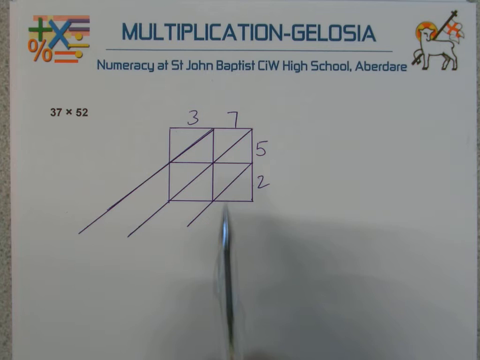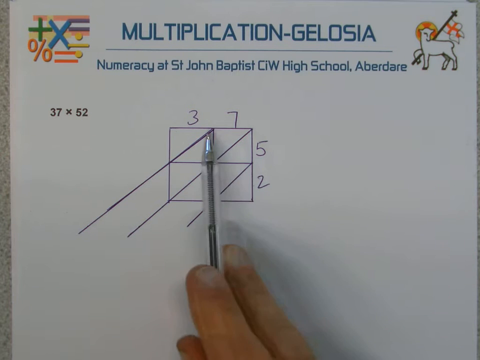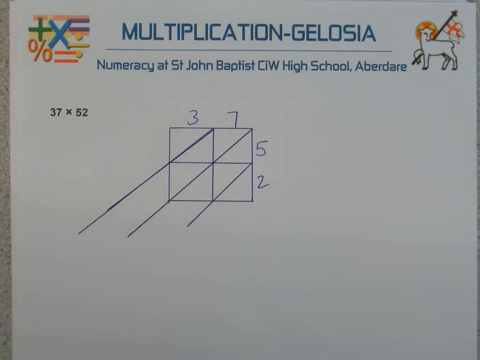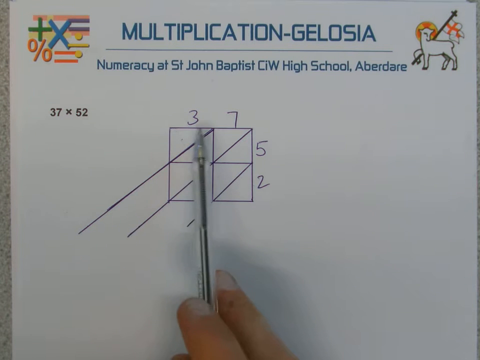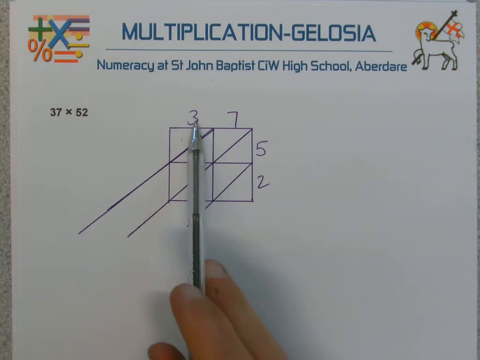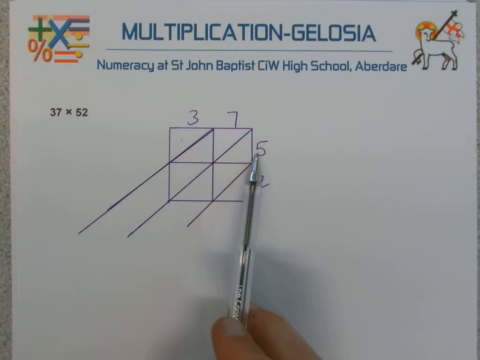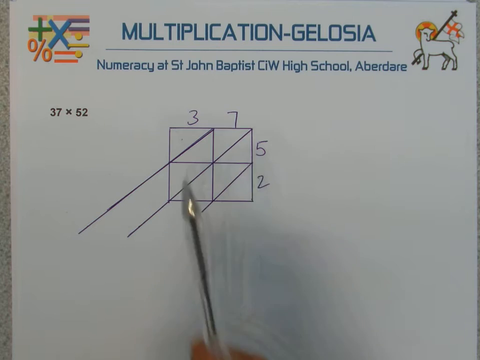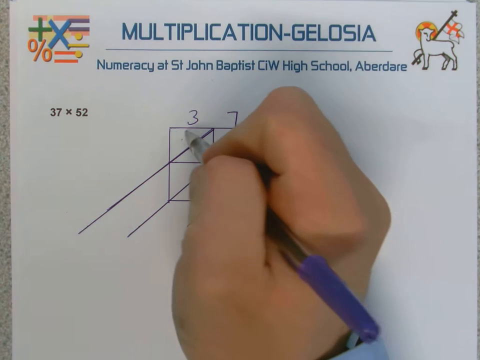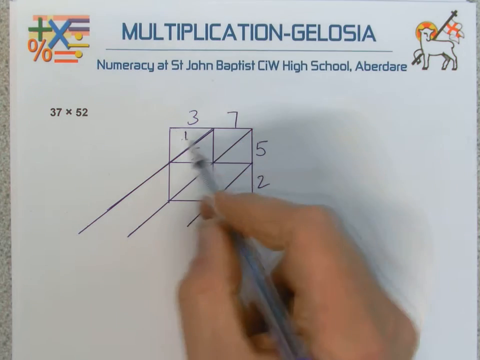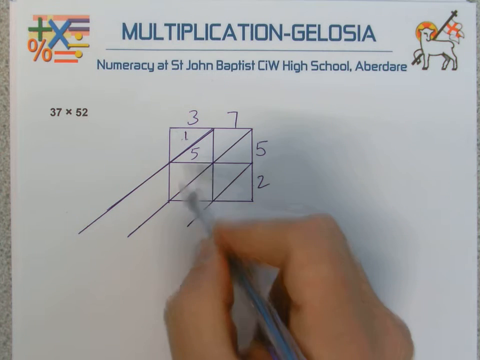So once you've got the diagonals in from each corner and the diagonals go through all of the rectangles, you then start with multiplying. So you go to this box. In this box, you look above, you've got a 3, you look to the right, you've got a 5. So you do 3 times 5. 3 times 5 is 15, and because it's 15, you put 1 here and 5 here. So you put the tens in this column, the units in that column.